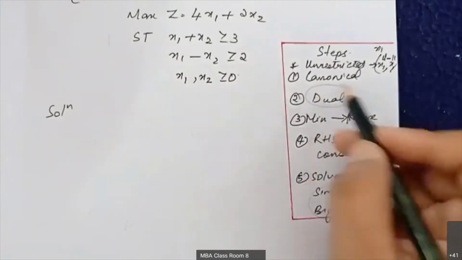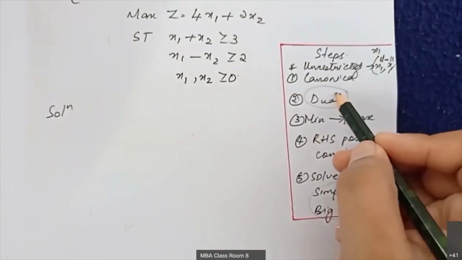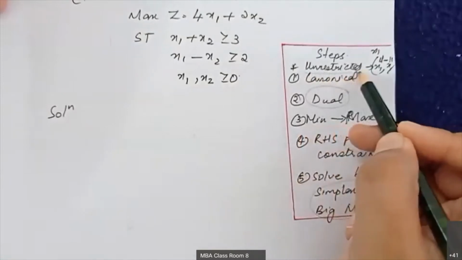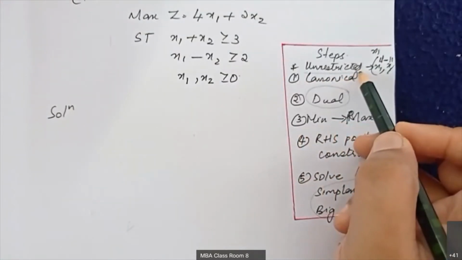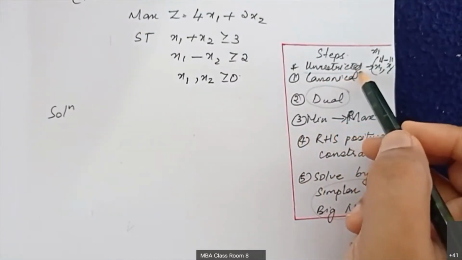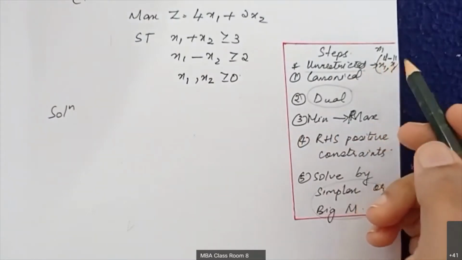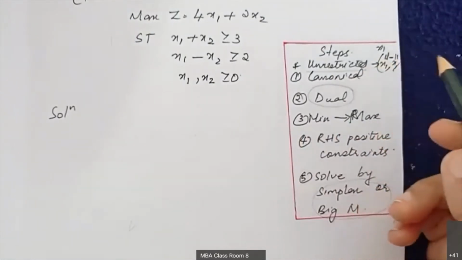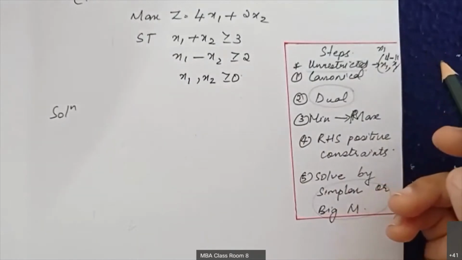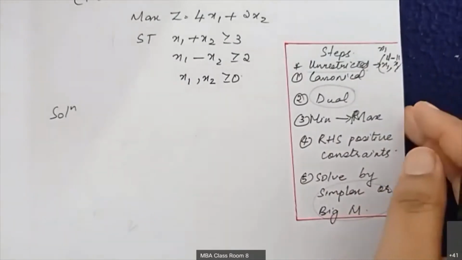Before solving for the dual, what will you check? You will first of all check if there are any unrestricted variables. If there are any unrestricted variables, for example, if x1 is the unrestricted variable, then you will replace it by x1 dash minus x1 double dash. We have seen that in the previous class.